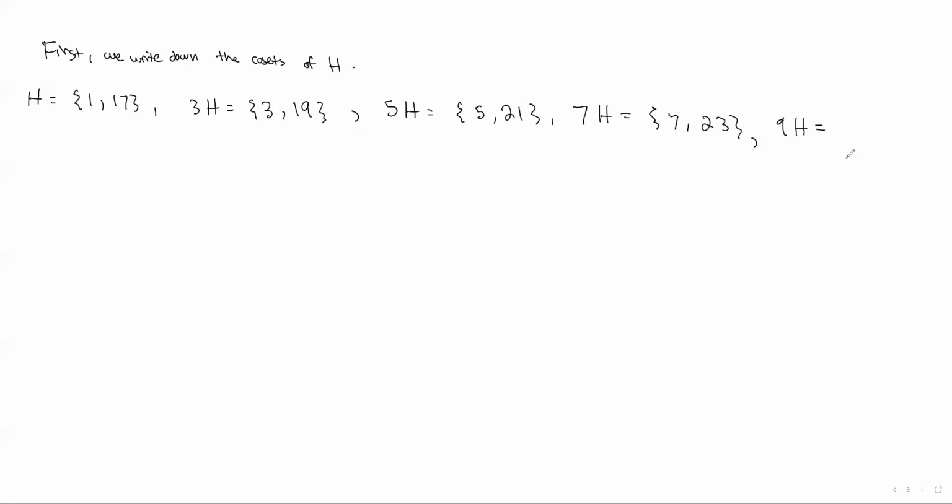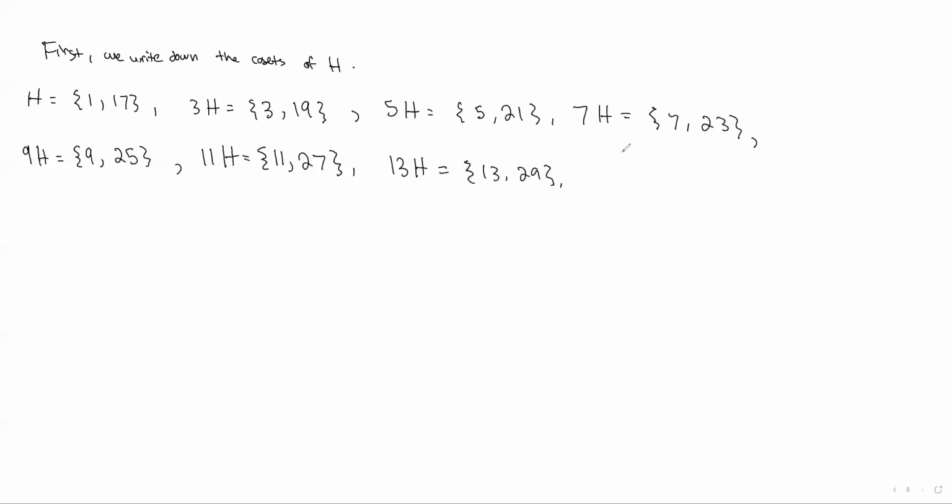You keep doing that, so you get 7H is 7 and 23. 9H is 9 and 25. 11H is 11 and 27. 13H is 13 and 29. And finally, 15H is 15 and 31. Now you could keep going, but you would just keep getting back cosets that I already wrote. So if I did, for example, 19H, I would just get back 3H. So these are all the elements.